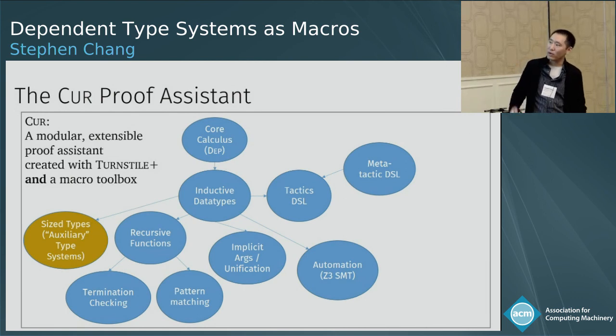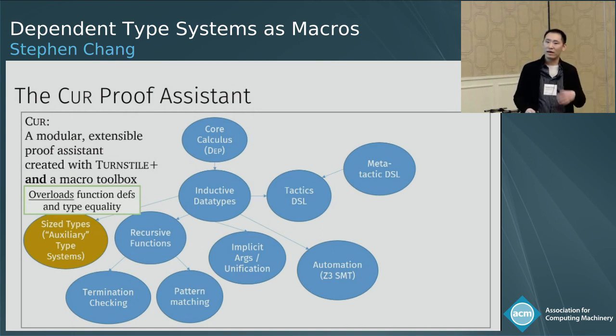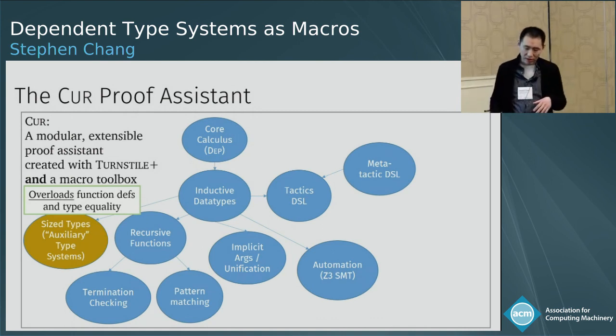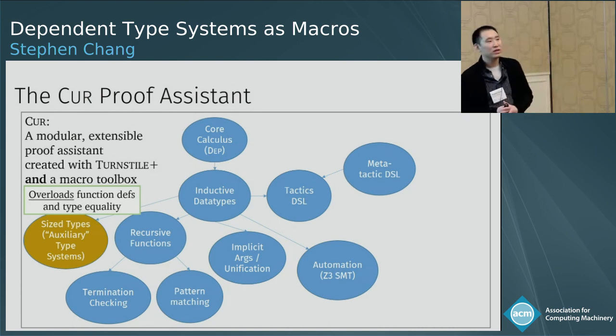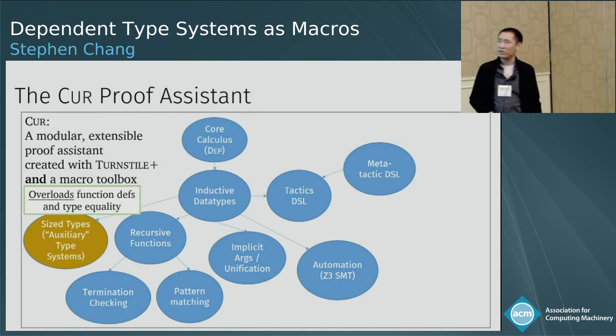Okay, and so we were able to do this. We implemented a size type library. It's very modular. We didn't have to touch the rest of the compiler to implement it. And to implement this library, we used various overloading, like type equality and function definition.